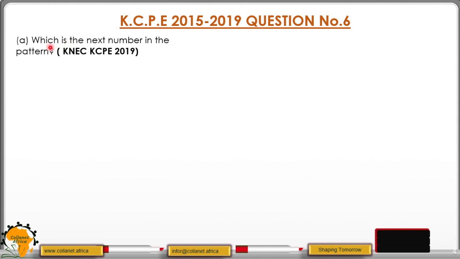Today, we are going to look at the first question that was tested in KCPE 2019 according to Kenya National Examination Council, which was asking, which is the next number in the pattern? And the pattern is here. We have 1, 3, 9, 27, 81.